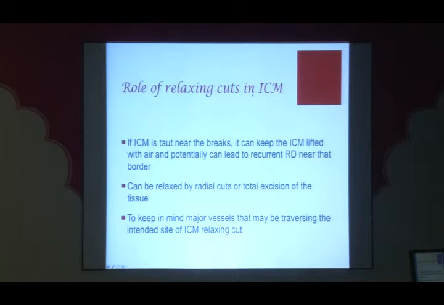This is required in a very few cases where the ICM is so taut that even when you do fluid gas exchange, the air goes into the sub-ICM space, and the ICM is able to keep the retina taut and lifted up at the coloboma margin. This is where your retinal laser around the margin may not take up properly, and when you remove the oil, you tend to have a recurrence of detachment. So this is where you try to relax the ICM by either cutting it radially or circumferentially, depending upon the situation.